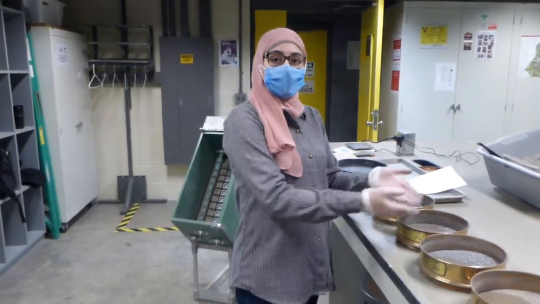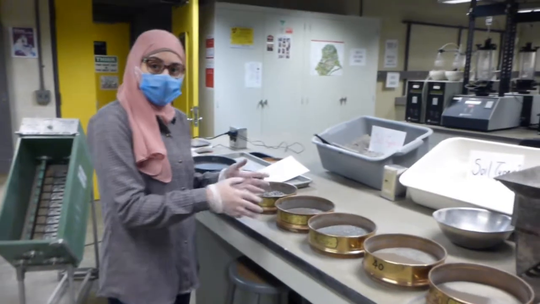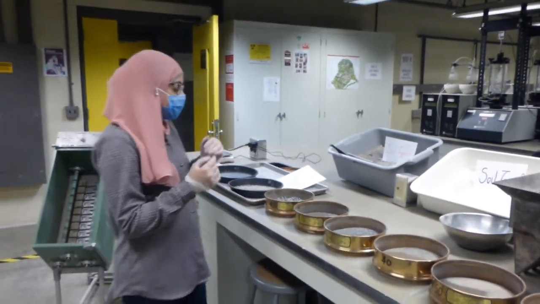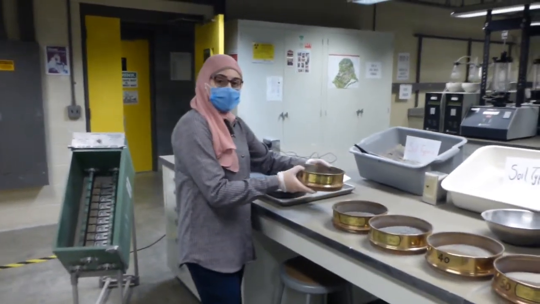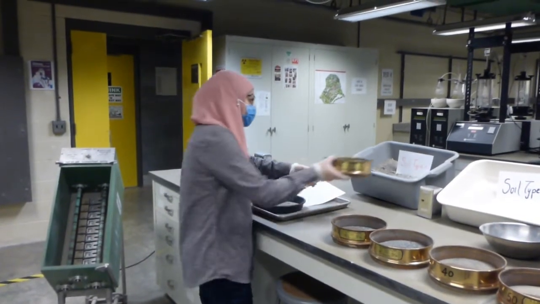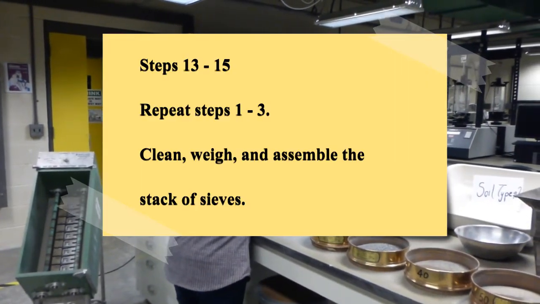Now that we have our measurements, it's important to clean the sieves in between trials, even in the same soil type. And to reweigh the sieves, we dump the soil back into the bucket of soil type 1.